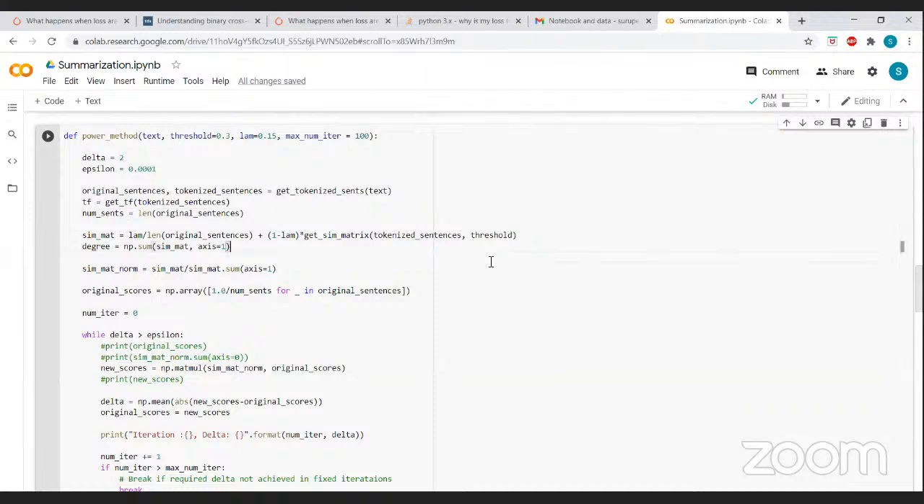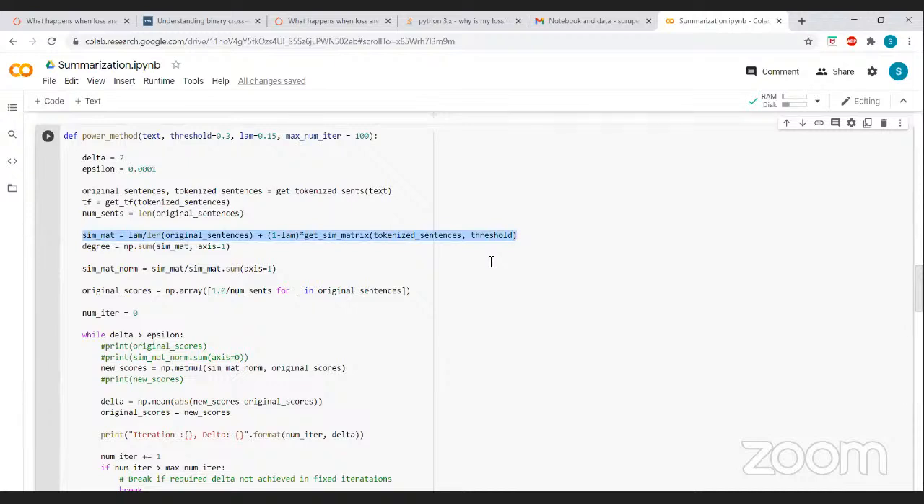One is lambda upon length of original sentences, which is a constant value. The other is get sim matrix of tokenized sentences. That will basically give you a matrix with non-zero values if the similarity between those pairs of sentences was greater than a threshold. Is this part clear to everyone? How SimMat was computed?